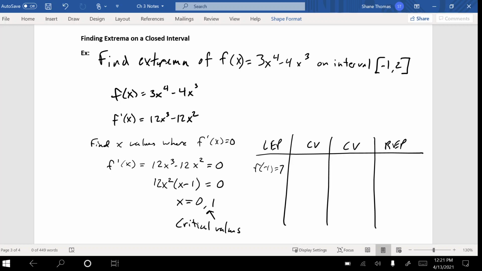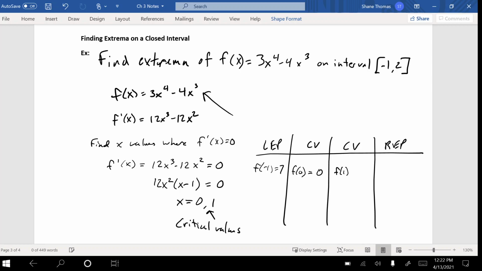Now we're just plugging these back into the original equation, not the derivative. We use the derivative to find the critical points. Now we're just plugging these values back into the original. So f at -1, if I put a -1 in up here, I'm going to get 7. If I find f at 0, which is my first critical value, put a 0 back in the original, I get 0.